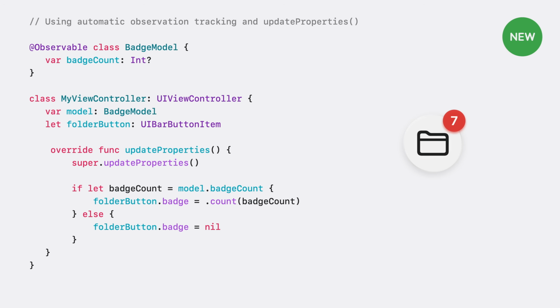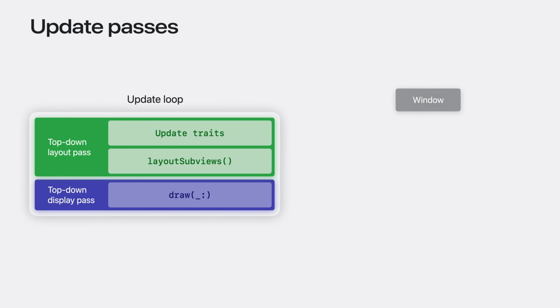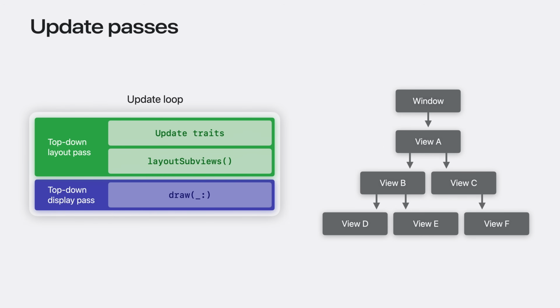By using updateProperties to configure the view instead of layoutSubviews, I avoid rerunning the code on unrelated events like resizing, cutting unnecessary work, and improving performance. To better understand how updateProperties fits in with other update methods, I'll go over how UIKit's update path works. Here is an illustration of how UIKit updates views before displaying them on screen.